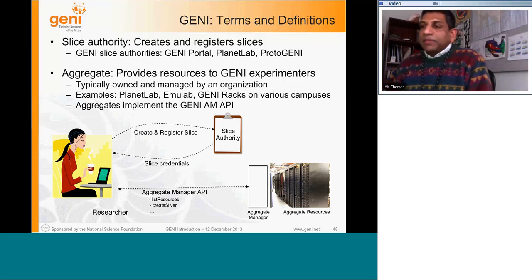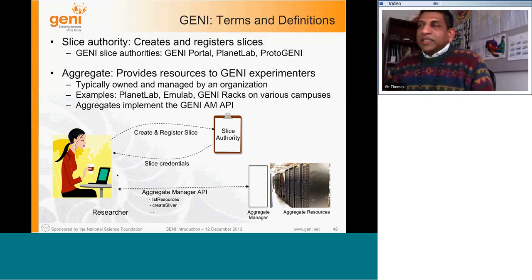So here, to illustrate this concept, we have an experimenter. She wants to run an experiment. She goes to a slice authority, creates a slice, gets back slice credentials. Then she talks to each of the aggregates. So maybe this is the rack at Texas. She says, hey, I would like some resources. Get some resources from there. They could be virtual machines, bare machines, added to her slice. And she can do that at multiple aggregates and add resources to her slice. So that's how she gets resources to run her experiment.